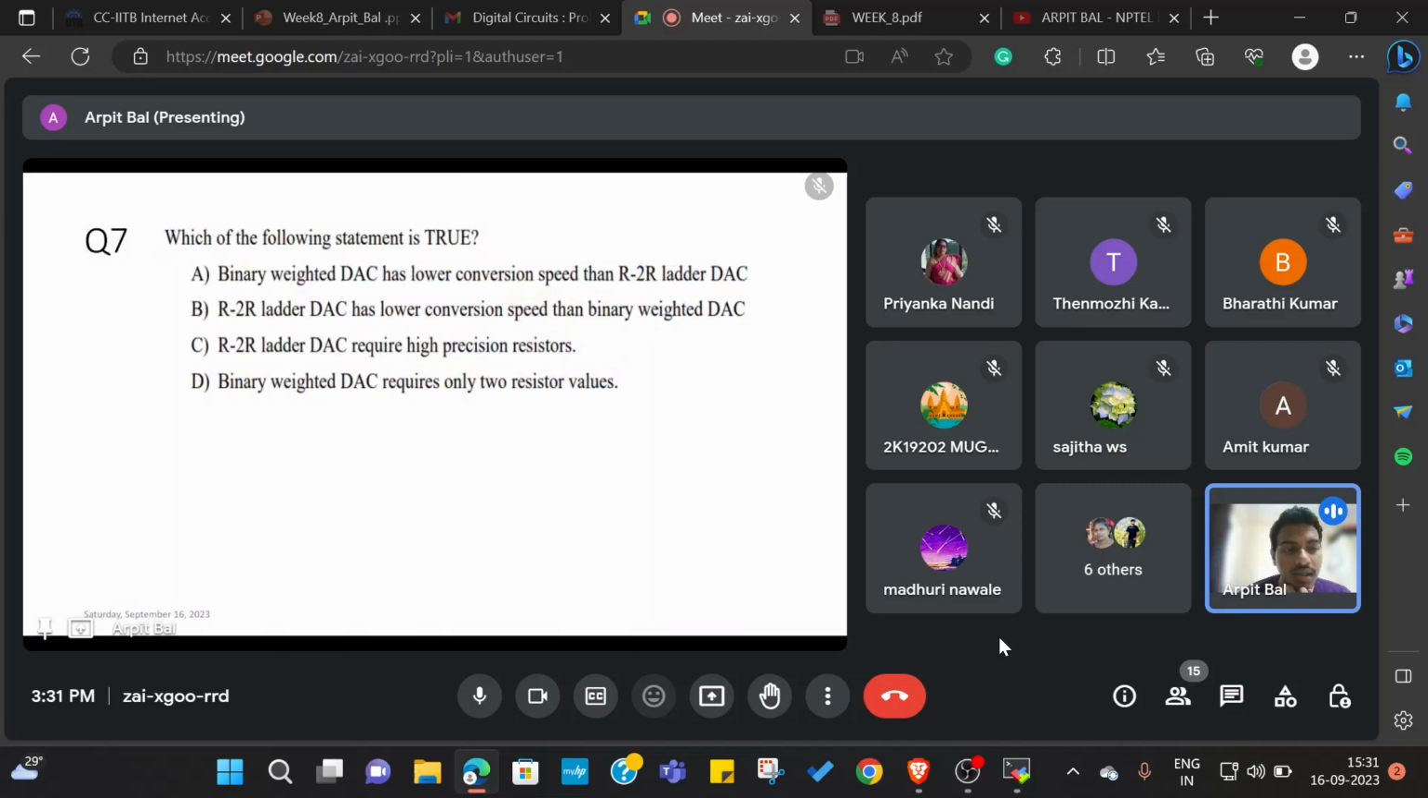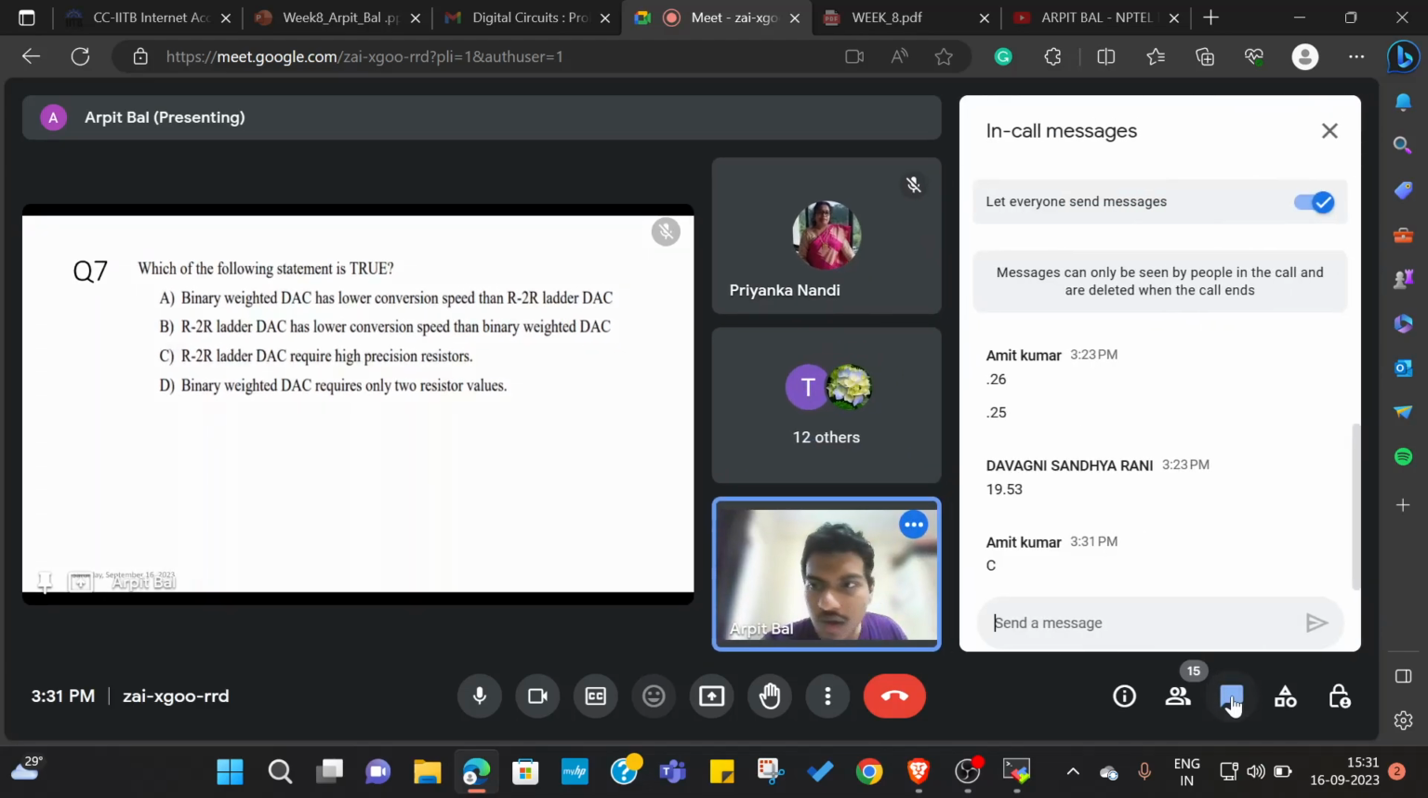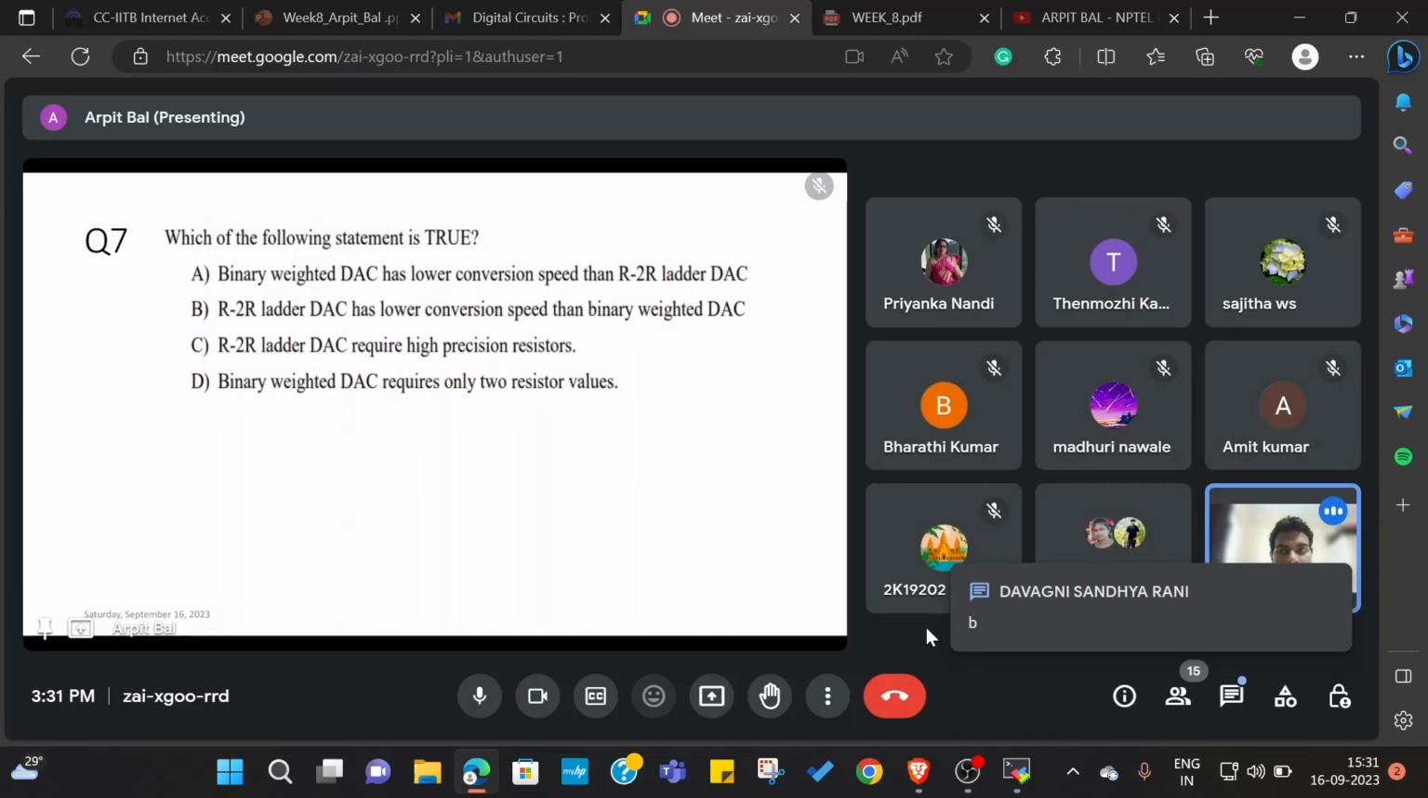So I mentioned that R2R ladder had a disadvantage, right? So what was it? Lower conversion speed. Correct. So B is the right answer. Okay. Any other answer? Actually, I saw another answer popping up on my screen, option C. Option B. Okay. Actually, option B is correct. It has lower conversion speed.